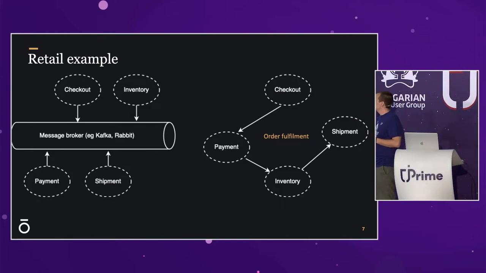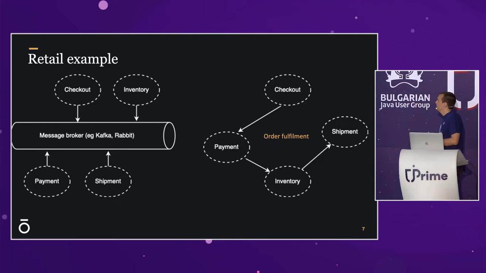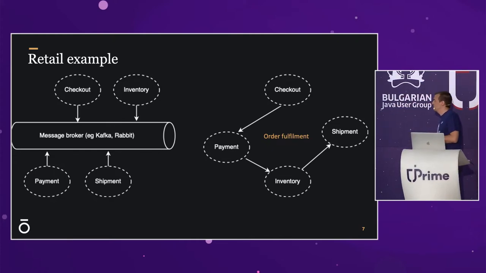So this message broker could have been gone. The four services could have talked to each other through some synchronous communication, or talking directly by some asynchronous means. Doesn't really matter for the system. What matters is on the right. I've described the order fulfillment process, and that's basically the process.